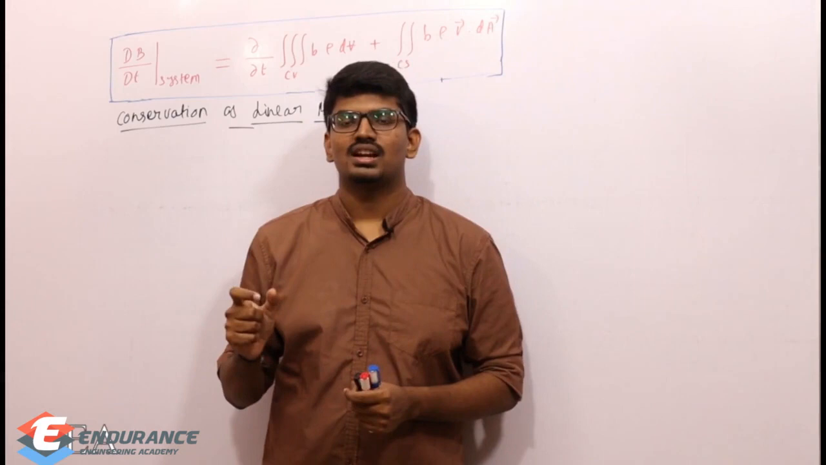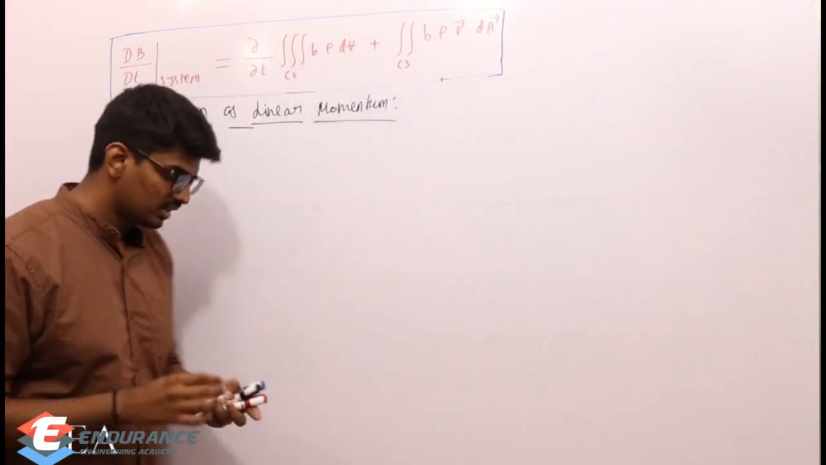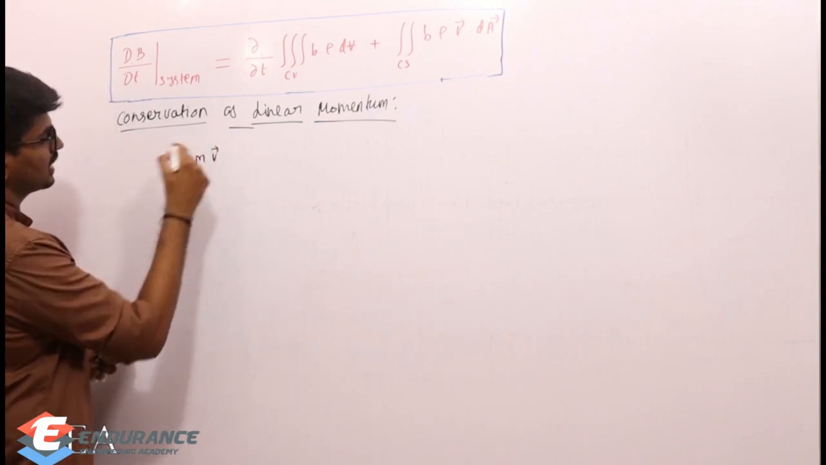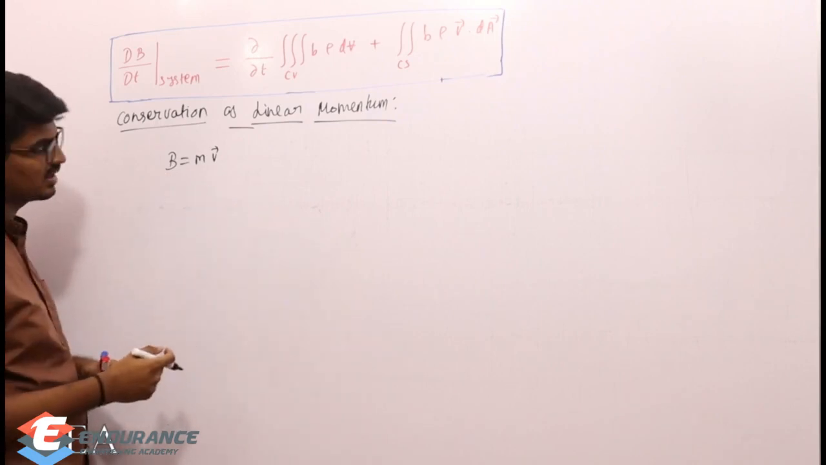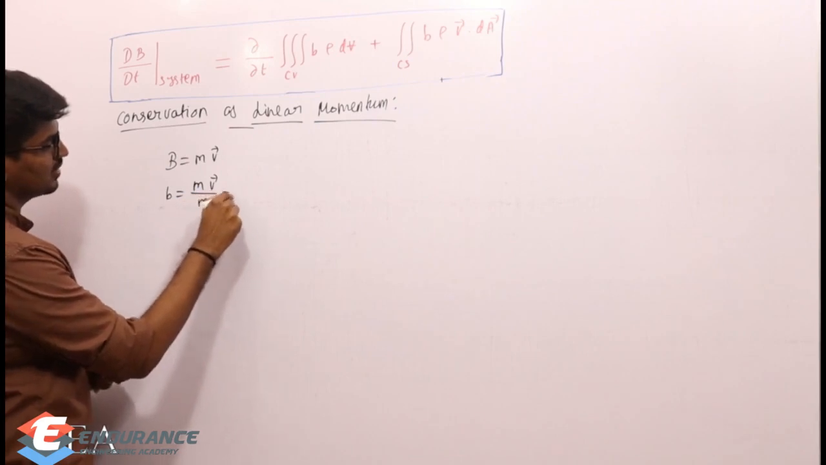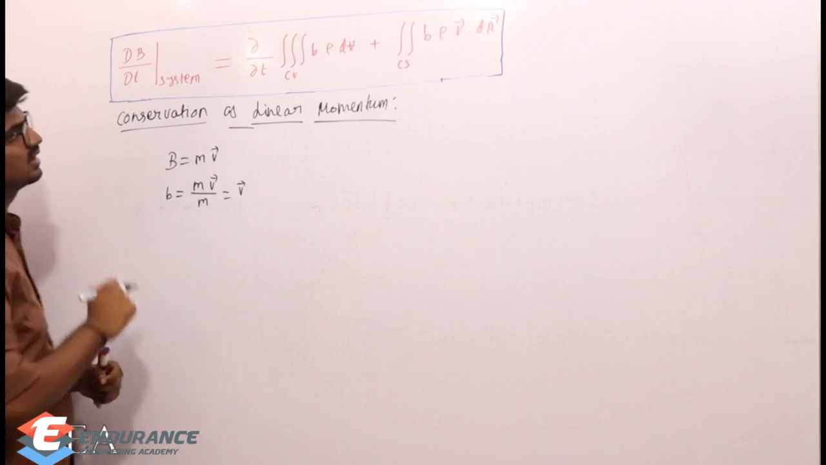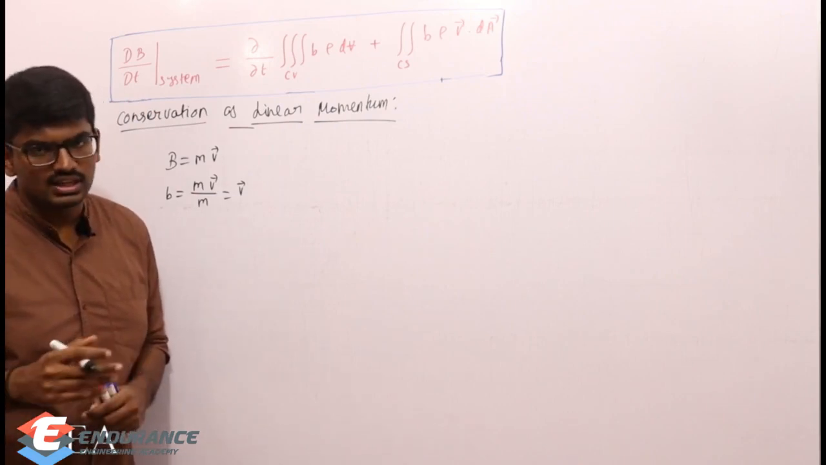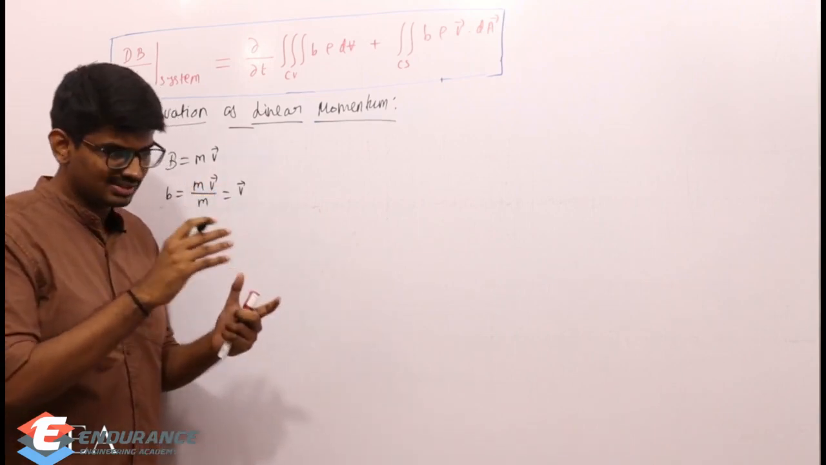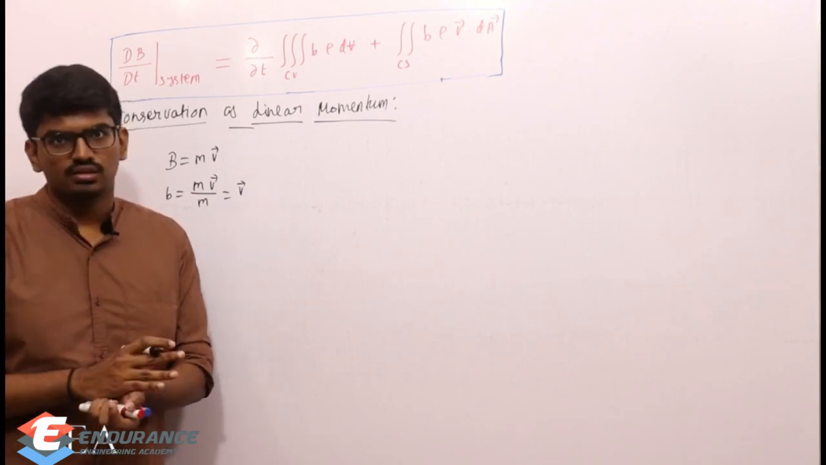So next I am going to start with conservation of linear momentum. Linear momentum, in the sense I am going to take my B as m into V vector. So this is generally linear momentum, as we know already. So small b is going to be mV vector by m, which is equal to V vector only. Now before going into this Reynolds Transport Theorem, what is Newton's second law of motion? Simple Newton's second law of motion.